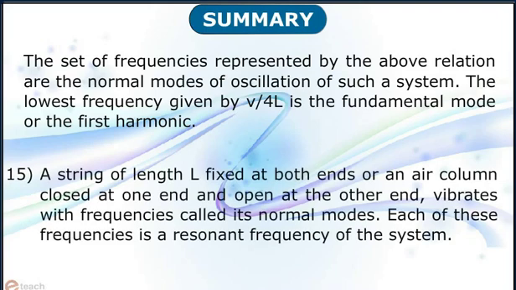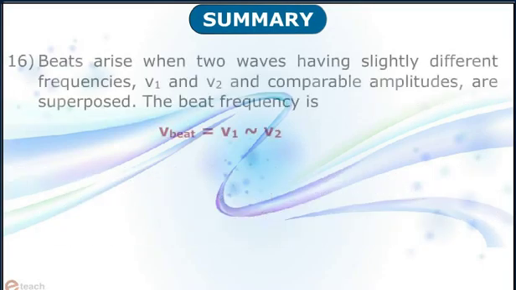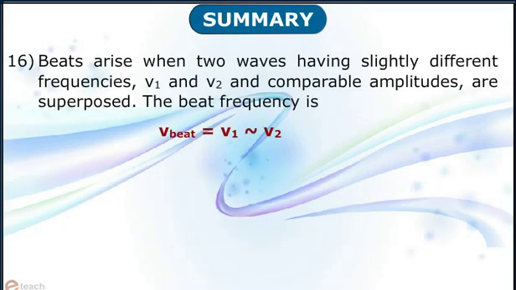A string of length L fixed at both ends or an air column closed at one end and open at the other end vibrates with frequencies called its normal modes. Each of these frequencies is a resonant frequency of the system. Beats arise when two waves having slightly different frequencies nu1 and nu2 and comparable amplitudes are superposed. The beat frequency is nu beat equals nu1 minus nu2.